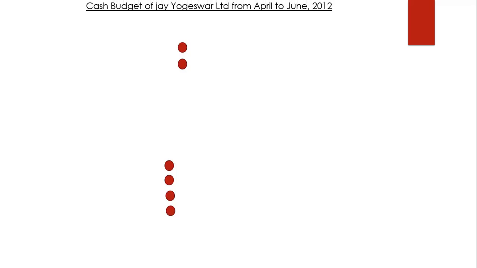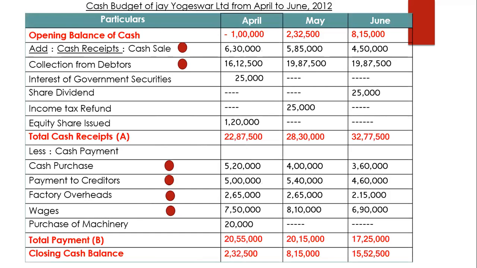Okay. So cash budget of Jai Yogeshwar Limited for the months April, May and June 2012. Now particulars April, May and June. Now here we are having the opening balance of April, that is minus 1 lakh, that we have already mentioned.